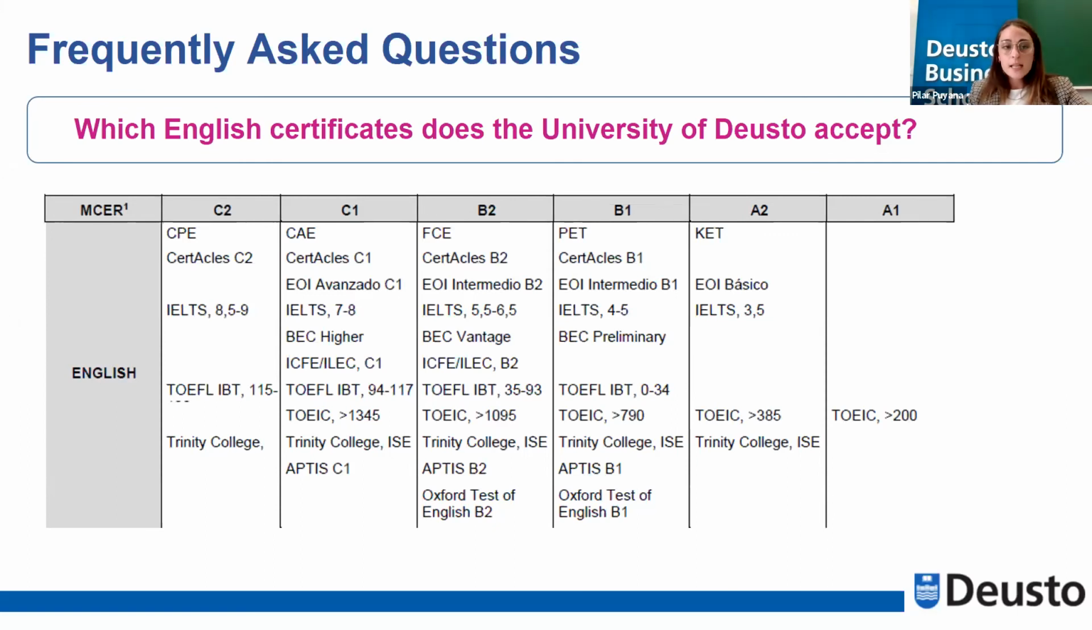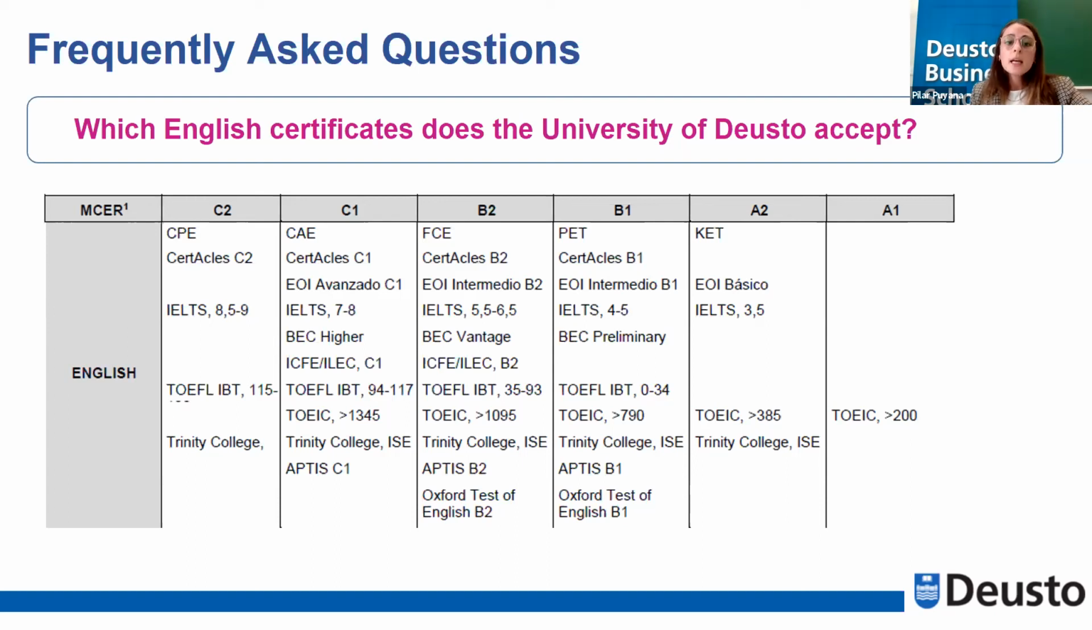Another one of our frequently asked questions is, which English certificates does the University of Deusto accept? So here in this table, you can see the plethora of different certificates that the University of Deusto accepts. We do also want to let you know that there are a variety of ways to accredit your English language if the program you're interested in does require a specific level of English. So for example, if the program you're applying for requires a B2 level of English, you would be able to turn in one of these certificates listed here, an IELTS, a BEC, a TOEFL, etc., any that you see in this column.